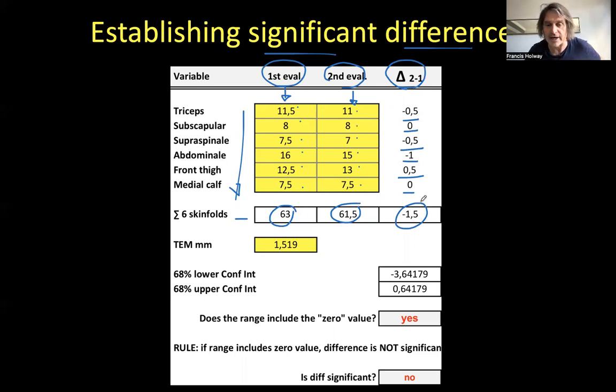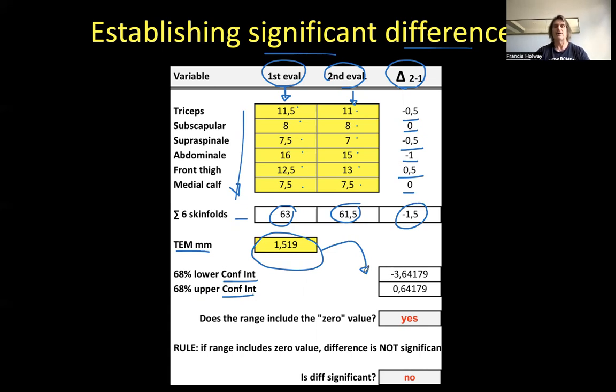Now, the question is, okay, is that a significant change in body fat? Have they lost body fat? Or is that within my technical error of measure as an anthropometrist? So you have to know what your TEM for sum of 6 is. And you get that from the sum of 6 on the 20 post-course profiles from the previous page. And as I said, it's 1.519. So what does the Excel spreadsheet do? It calculates your confidence intervals, your upper and lower confidence intervals.